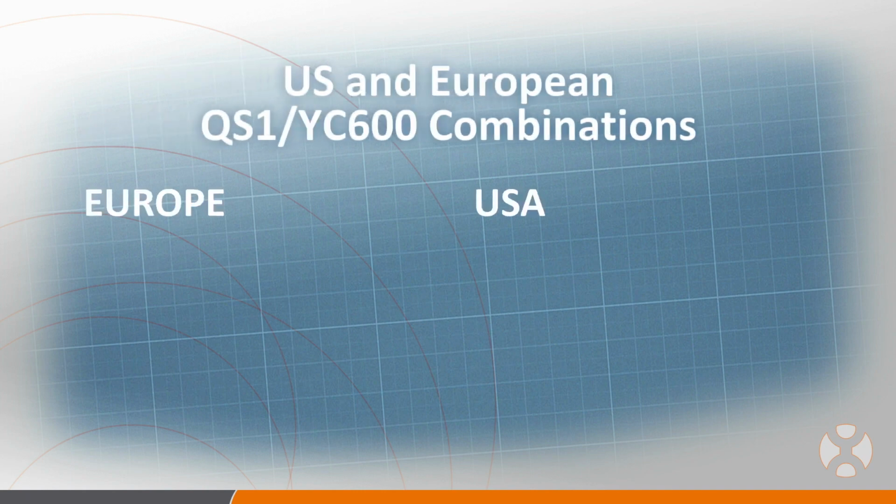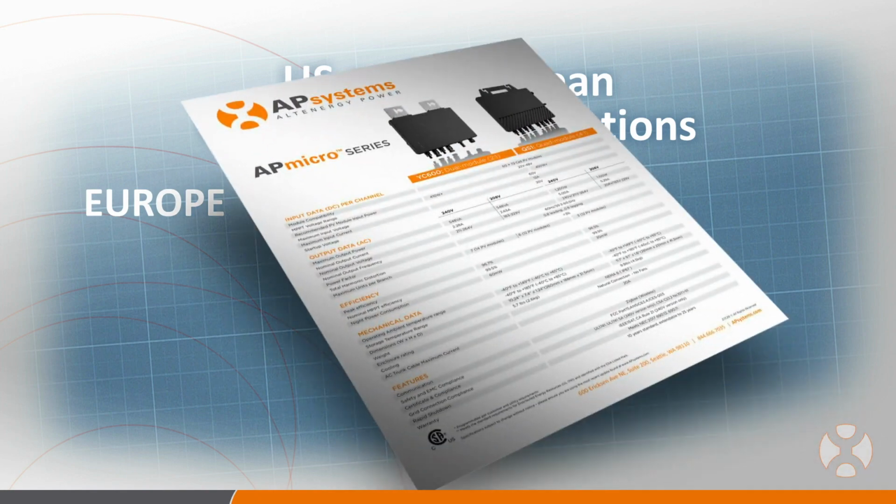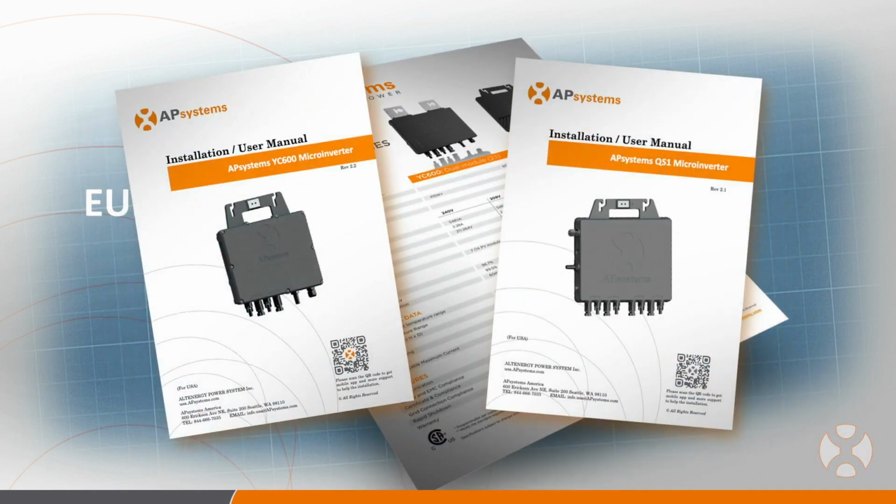Here's an example from the US and European markets regarding combinations of QS1 and YC600 units per branch for those regions. Regions differ on the number of units per branch, so be sure to check the datasheet and installation manual for products sold in your region to determine how many of each microinverter you can use.